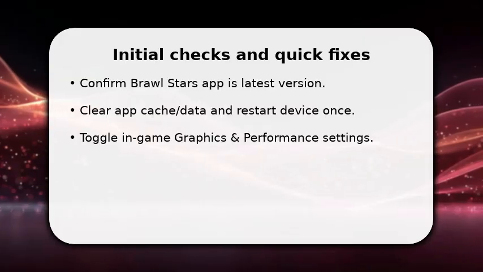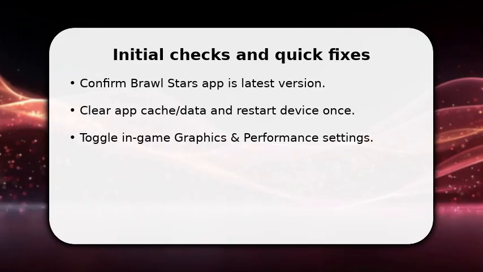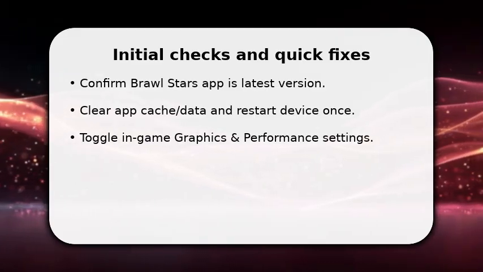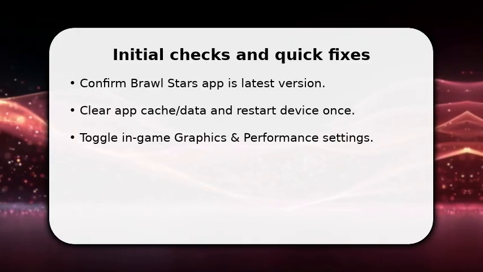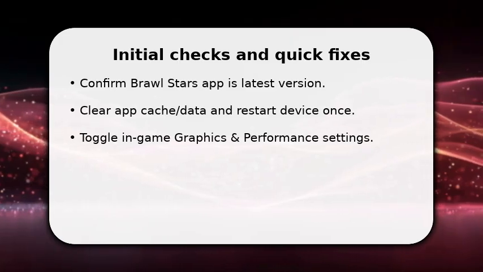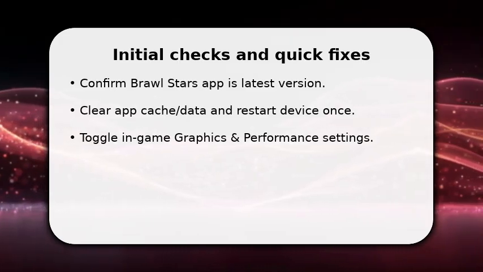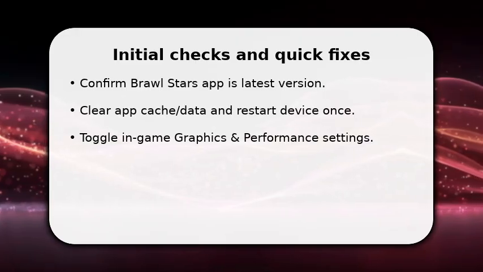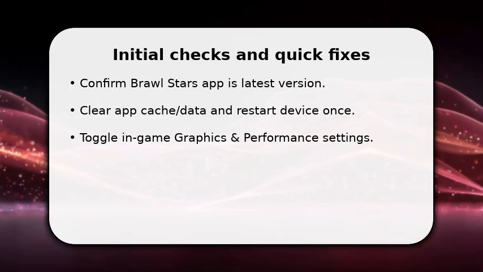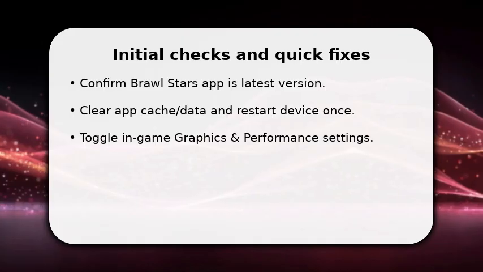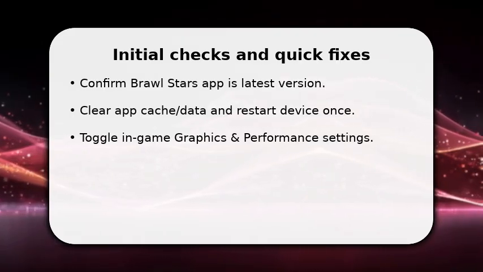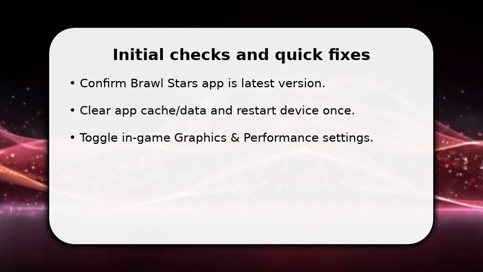You start by confirming the game and device meet basics: newest Brawl Stars build, and enough free storage. Once done, clear the app cache or data to remove corrupted UI assets, then restart your phone so the engine reloads fresh files. Make sure to open Settings > Graphics in-game and set texture quality to medium or low to force asset recache. That often immediately restores button textures. You are moving from shallow fixes to actions that rebuild the UI state.